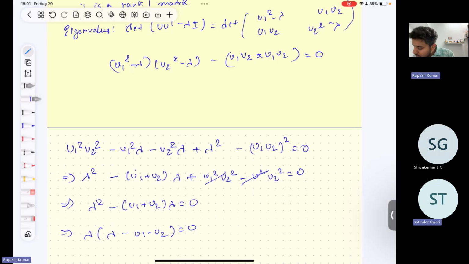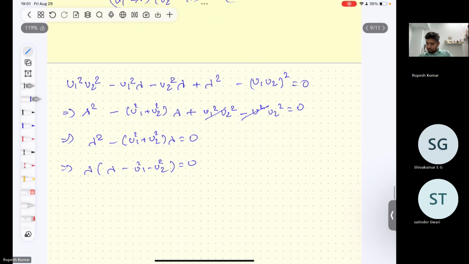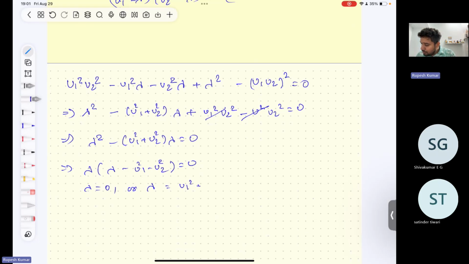Oh, yeah, thanks. This is u1. Fine. So this is what we are getting right now, right? This gives us lambda equals 0 or lambda equals u1 squared plus u2 squared. Fine, everyone.